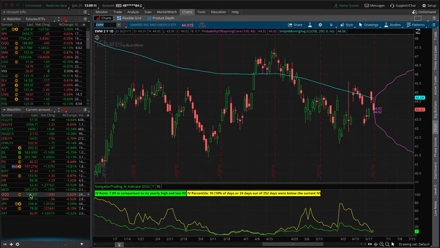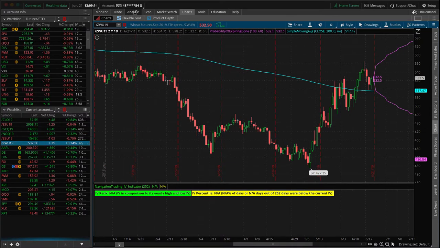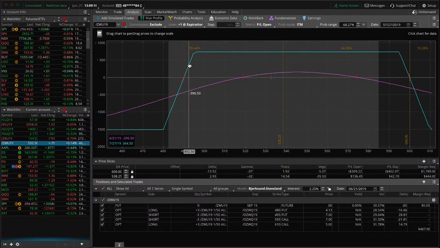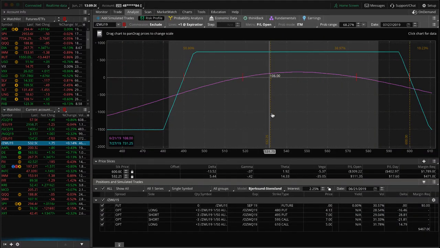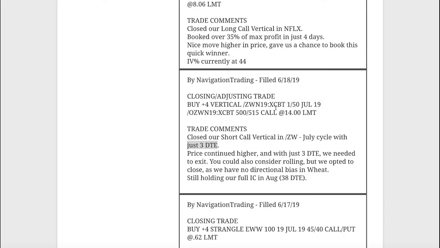Let's take a look at what we've got going. We closed out that remaining call vertical in the July cycle. We've still got this one in August. And remember, when I say August, I'm going off of what Toss calls August. Tastyworks actually calls this one July. But the one with 35 days to expiration, that's where we've got a position. You can see we've got some profit there, not enough to take off, so we're just going to continue to wait on wheat.